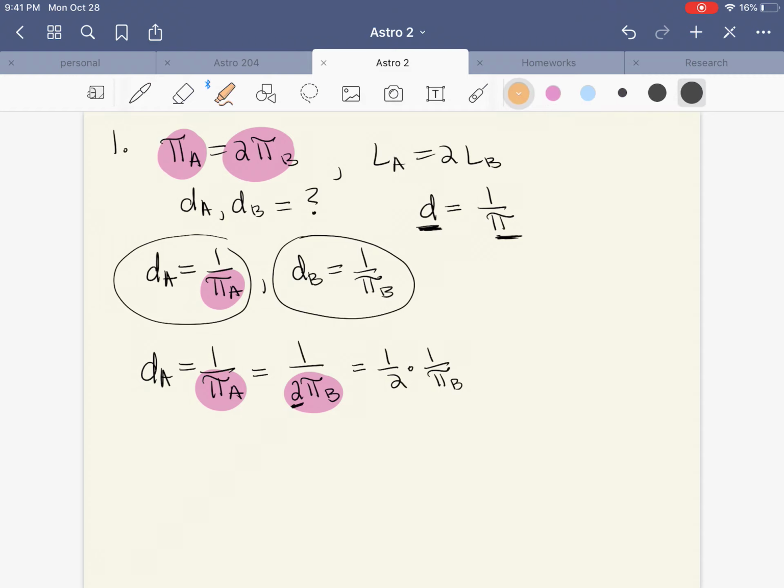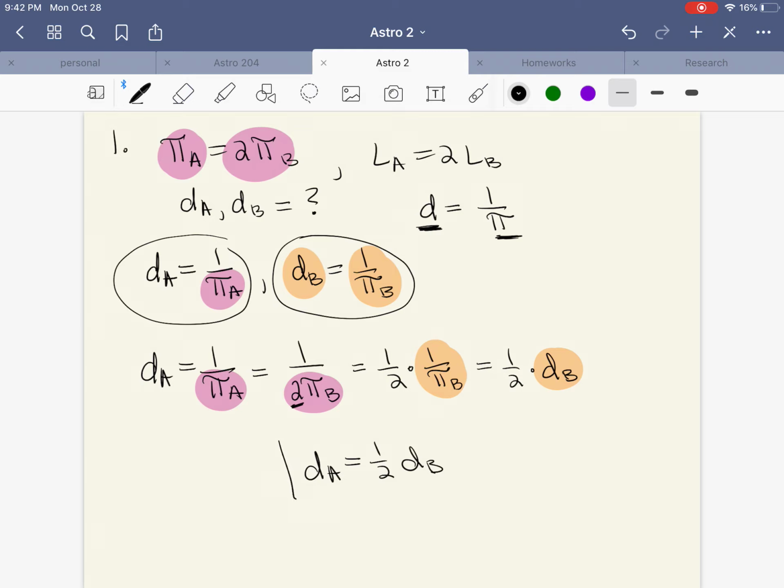And now I can see that this 1 over the parallax of B is the same as the distance to B. So I can replace that with the distance to B. And now I've got my relationship that I'm looking for. I have the distance to A is 1/2 the distance to B.